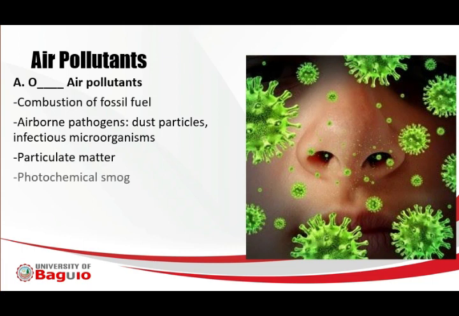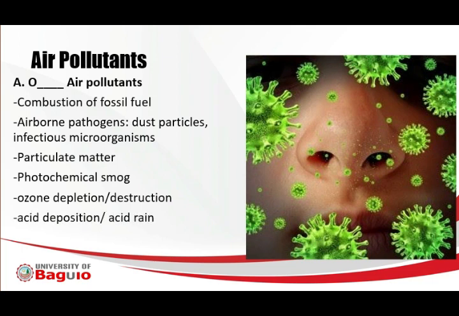You also have the photochemical smog, because this is formed outside. Photochemical smog is an example of an outdoor air pollutant, and ozone depletion or ozone destruction is one of the contributors to increasing the rate of outdoor air pollutants. You also have acid deposition or acid rain as one source of outdoor air pollutants. Take note that acid rain has a lot of combined elements, or toxic gases, in that particular type of rain.